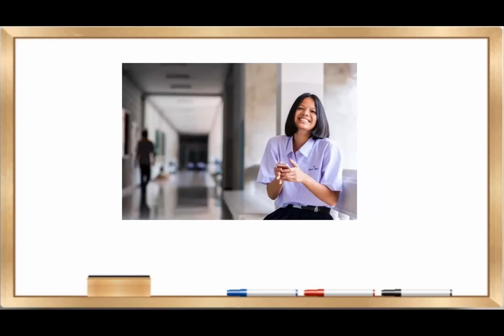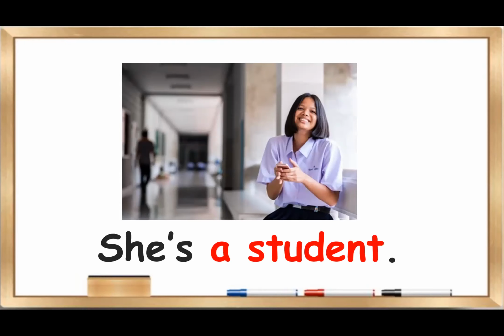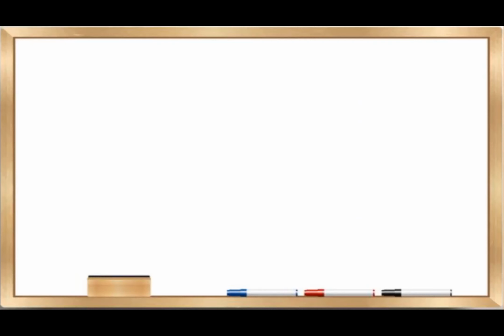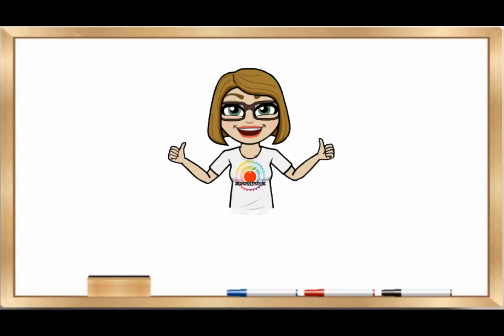All right. Okay, how about this picture? He or she? Okay, so that is she. And what is she? She is a student. Yes, she is a student. Okay. Good job, everyone.